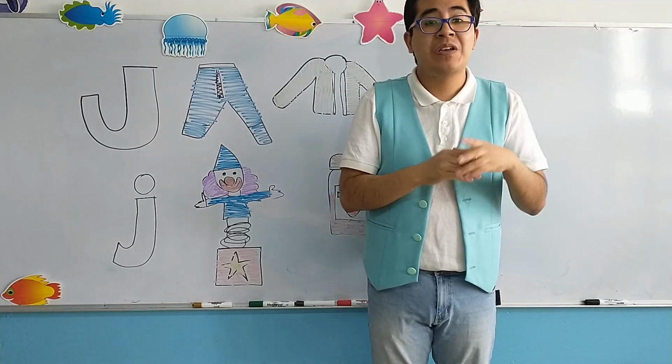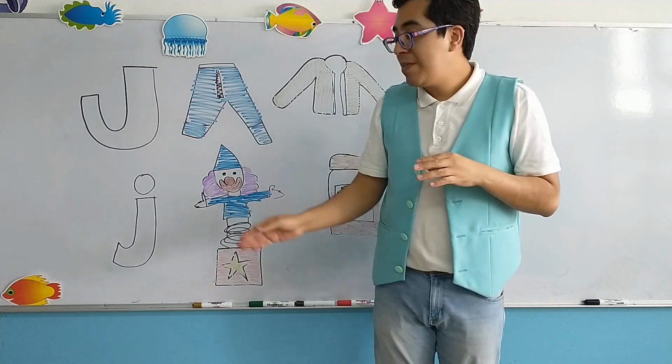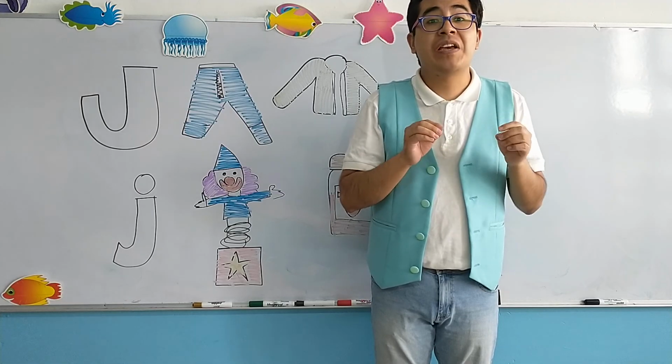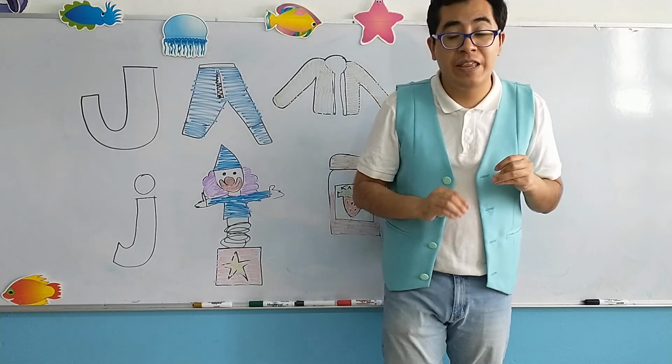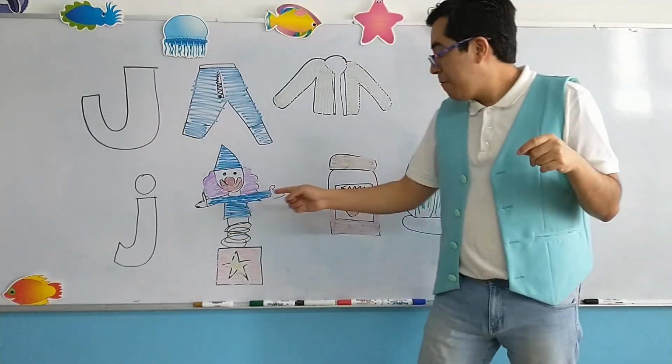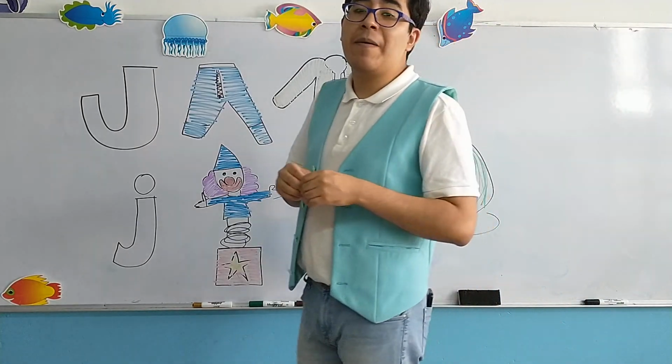Okay? Very good. Those toys are called Jack in the Box. Now, the Jack in the Box, it's an object that begins with the letter J of Jacob. Next to, we have the jam.